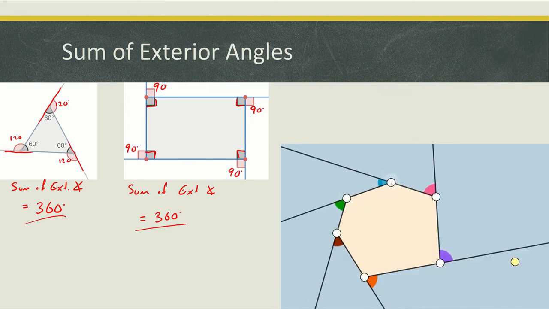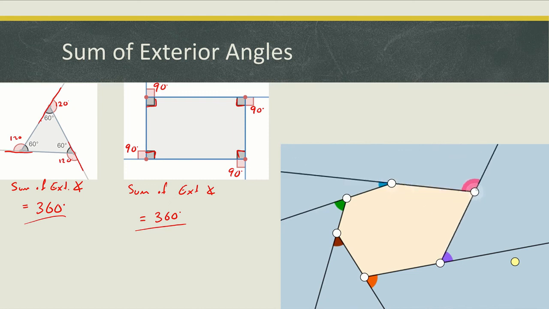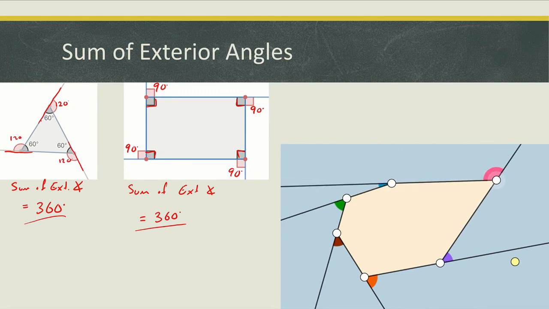So that's kind of our takeaway here. The sum of the exterior angles, no matter the polygon, it's always going to be 360 degrees. So the sum of the exterior angles equals 360 no matter what.